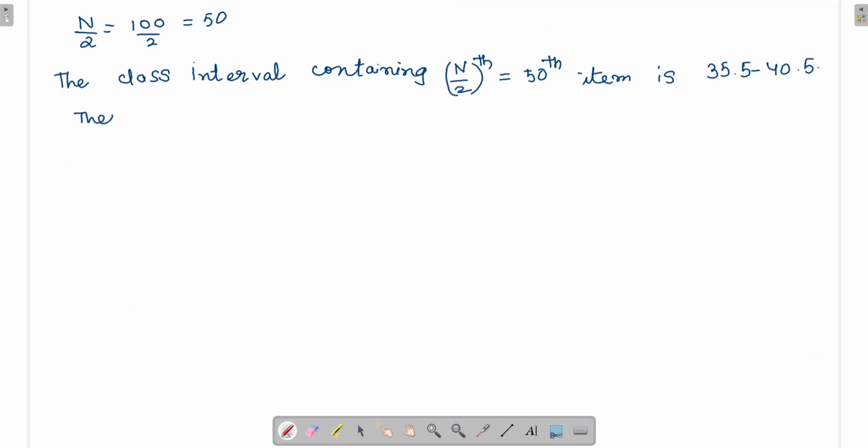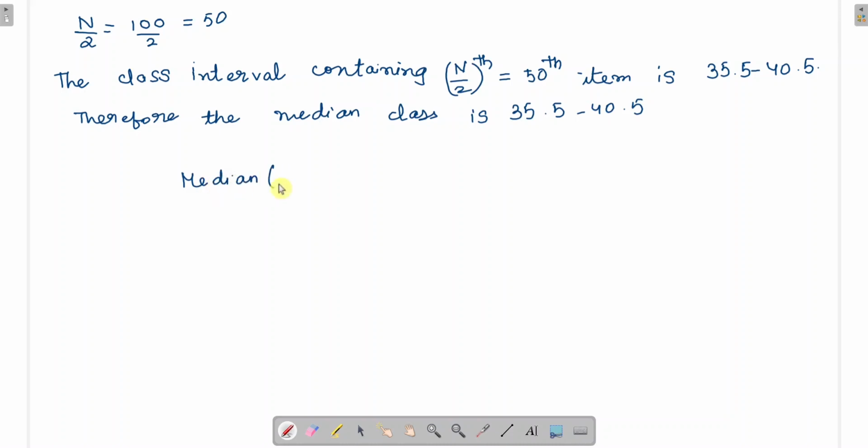So the class interval containing 50th item is 35.5 to 40.5. So therefore the median class is 35.5 to 40.5. Now we can find the median. So median capital M is equal to L plus n by 2 minus C divided by F into H.